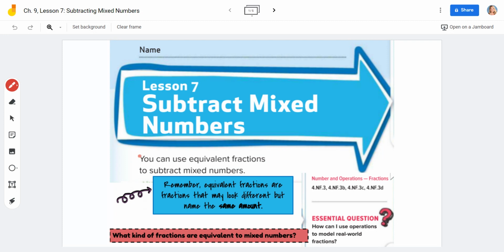So it says right here that you can use equivalent fractions to subtract mixed numbers. Just remember that equivalent fractions are fractions that may look different, but they name the same amount. So let's think back about our mixed numbers. What kind of fractions are equivalent to mixed numbers? So if I have a mixed number, what kind of fraction have I learned about that's going to be equivalent to it? Hopefully you are saying improper fractions, because improper fractions are equivalent to mixed numbers.